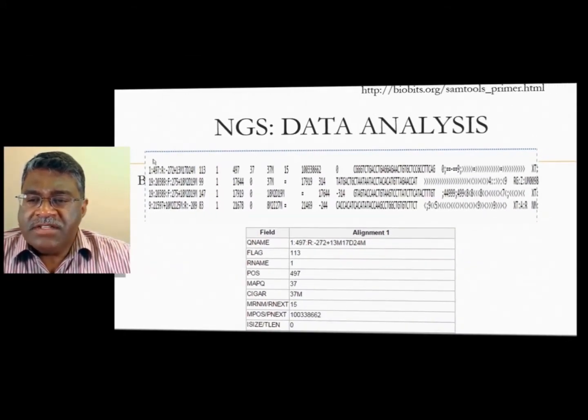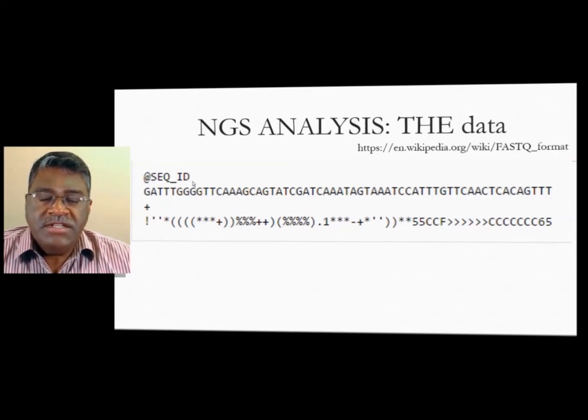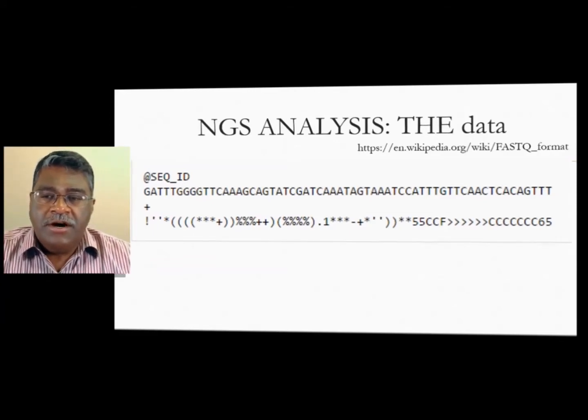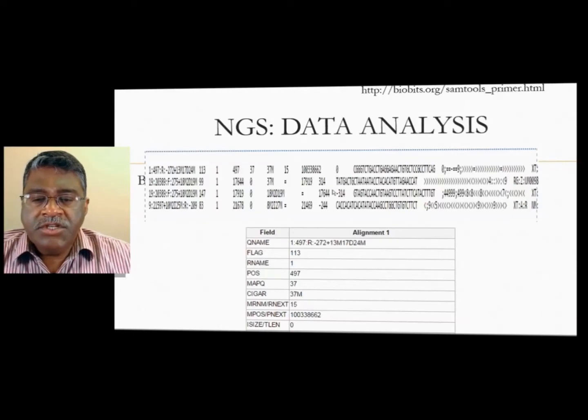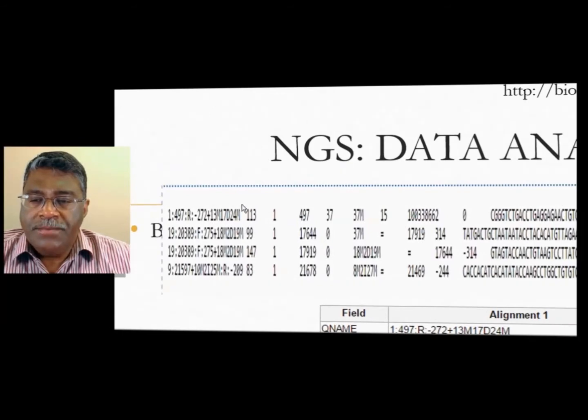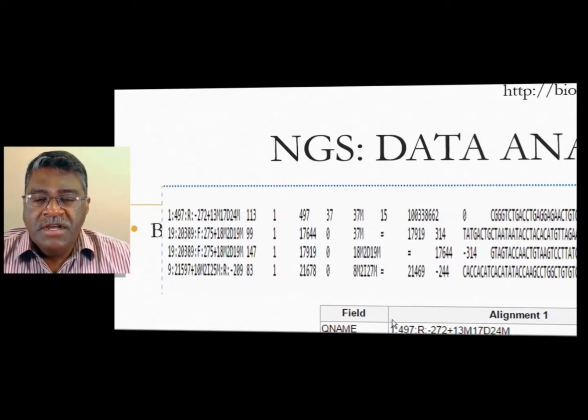The first field here is what is called the Q name. Now remember, in FASTQ, you see that the at followed by the sequence ID tells you a lot of information about that particular read. So this Q name, this first part, is related to the information that comes after the at. A lot of the information is built in. It's important more from the perspective of understanding what kind of information is here.